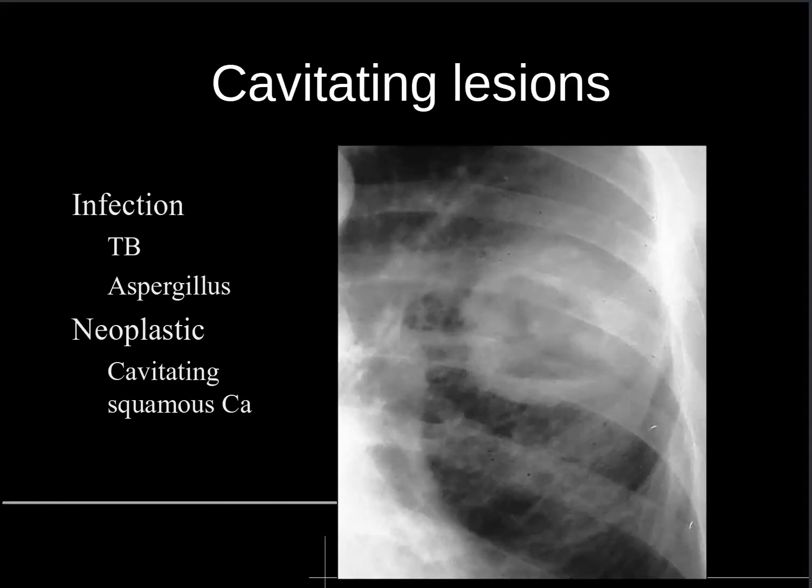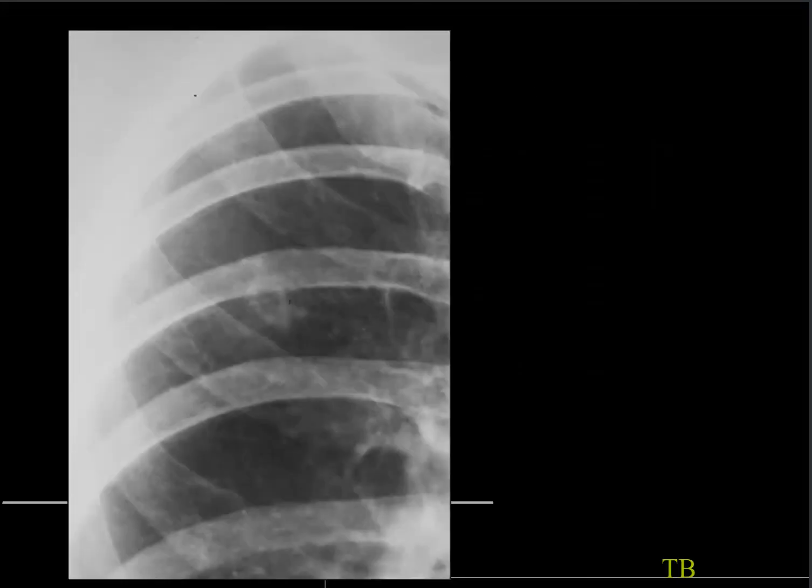This is a cavitating lesion. It's a cavity within the lung. You've got this rind of soft tissue, and centrally you have this airspace. Cavitating lesions are often caused by infections such as TB or aspergillus, but cavitating squamous cell carcinoma should always be considered. We should get a CT if we see this and consider a biopsy. Here is another example of a very small cavitating lesion, TB or cancer.